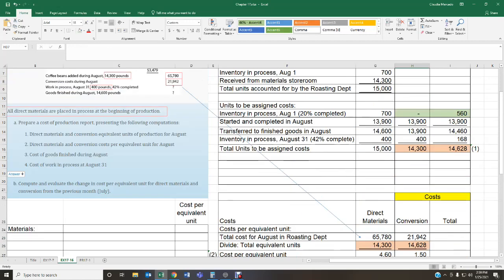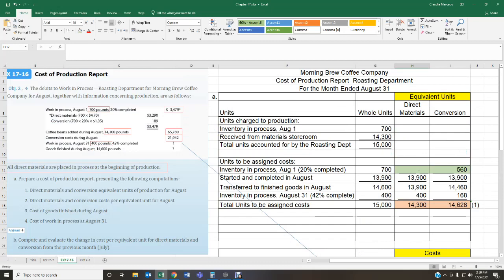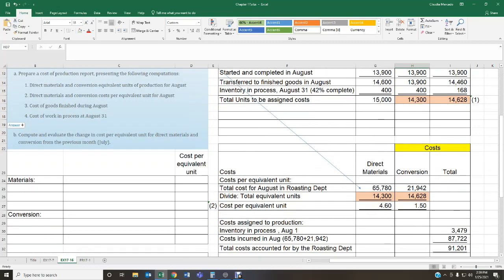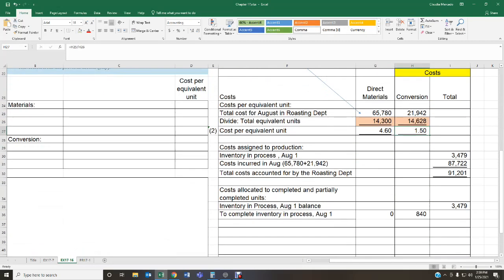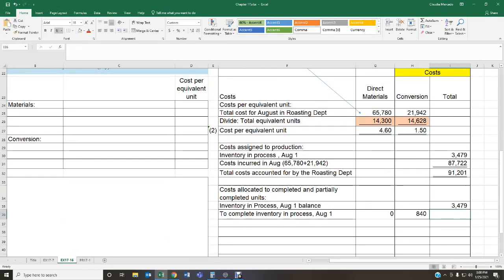So what you're doing is getting your units to be assigned costs. This is your beginning inventory, what you need to complete. The first one is for materials, the second one is for conversion. Once you get these numbers, you multiply them times the cost per equivalent unit, whether materials or conversion. So I've got 0 times 4.60, that gives me 0. I've got 560 times 1.50, that gives me 840. Then I add the materials and the conversion cost, and that gives me 840.